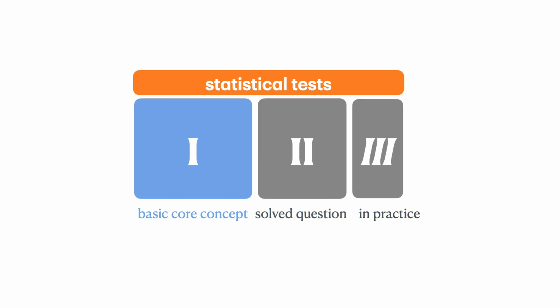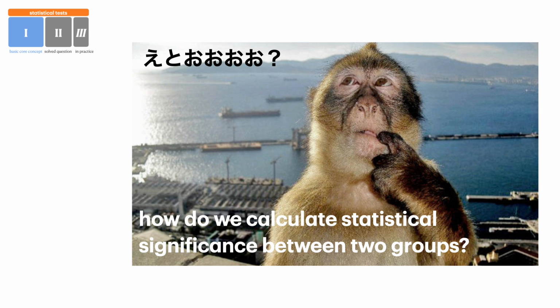So last episode, we spoke a lot about hypothesis testing and trying to make sense of p-values. Now the monkey of questioning is back and he's like, how do we calculate the statistical significance between two groups? And that's a great question. And the way we do that is through statistical tests.